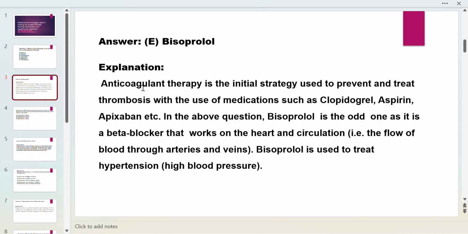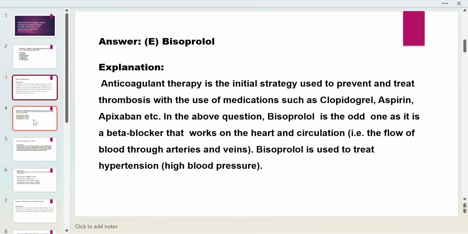And we can see that even though it's saying bisoprolol works on circulation, it does not fit in the anticoagulant therapy or treatment. So that is the reason why it is the odd one we've taken out. So the answer here is bisoprolol. All of the ones we've mentioned, aspirin, apixaban, tinzaparin, are all anticoagulant therapy. They prevent blood clots for our patients.